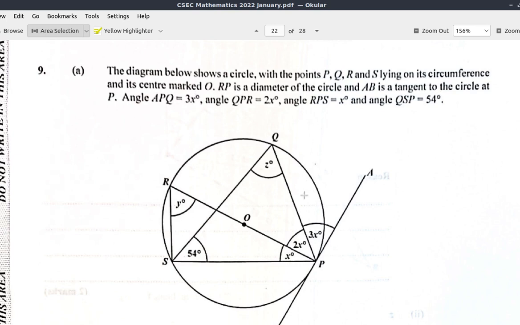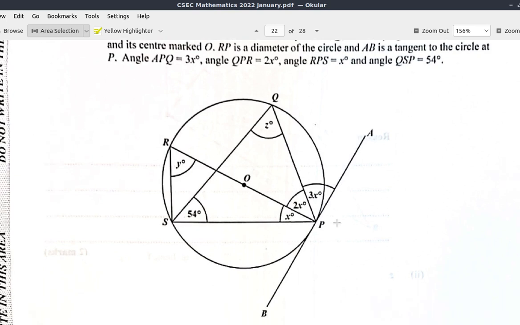Now, the diagram below shows a circle with points P, Q, R, and S. You have these 4 points lying on the circumference, and its center is marked O. RP, so the line RP is a diameter of the circle, and AB here is a tangent to the circle at P. Right here you have point P.